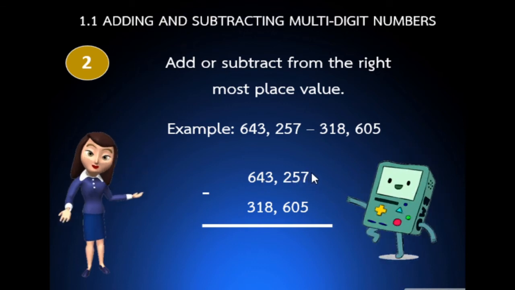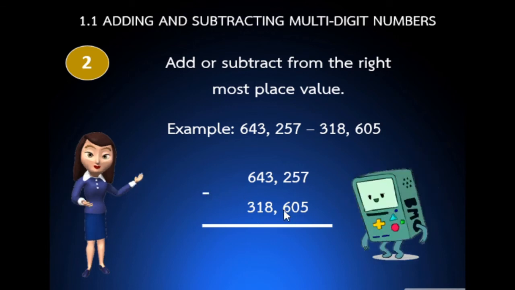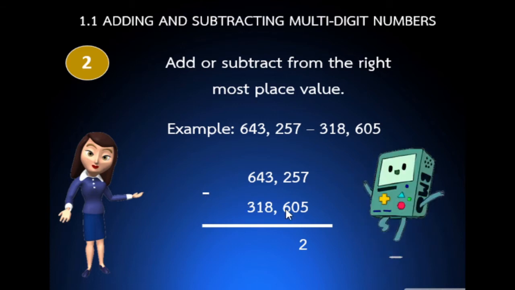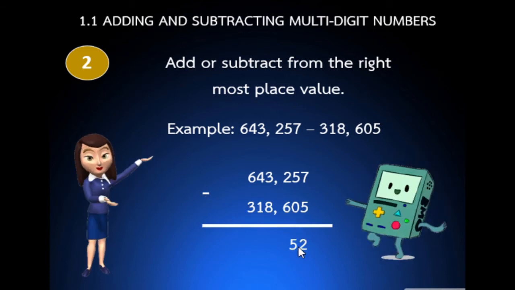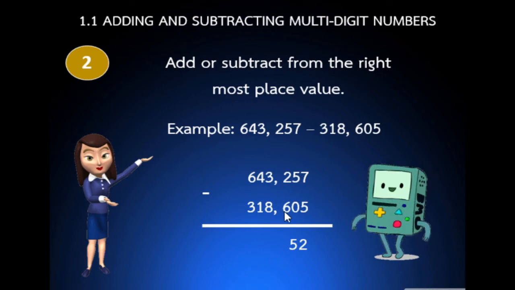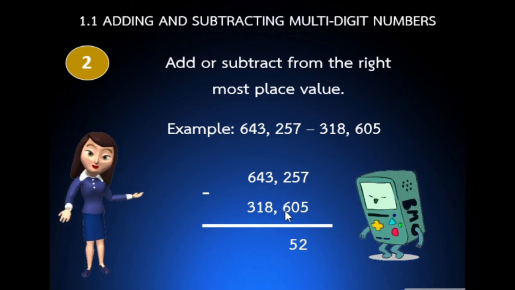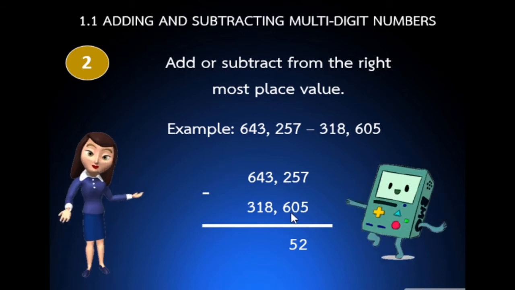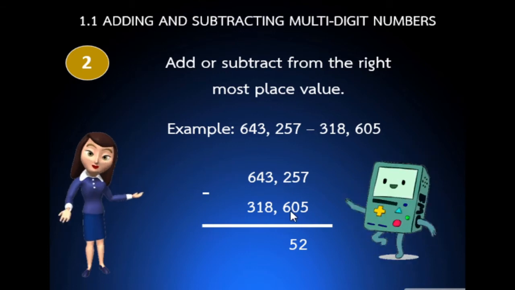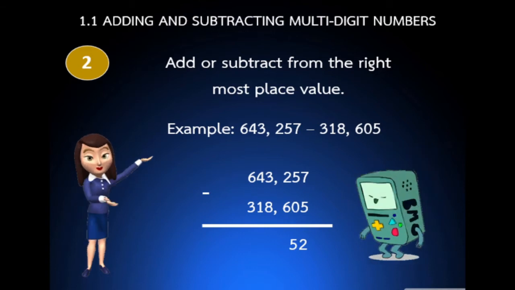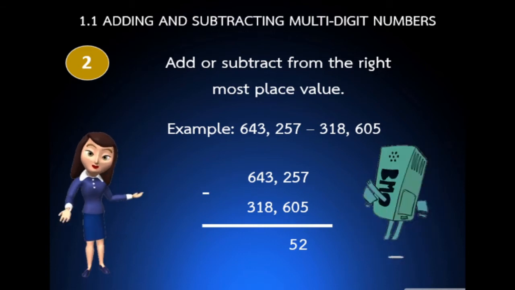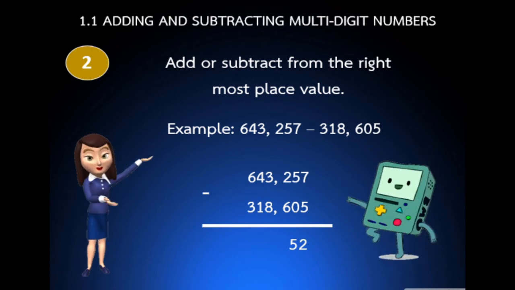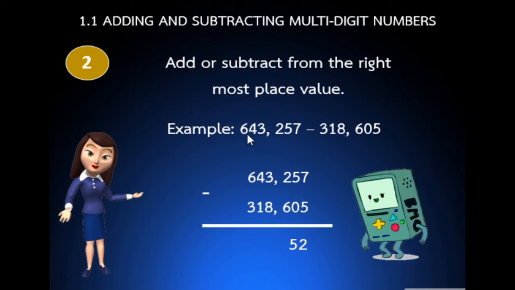So then it becomes 7 minus 5 is 2, 5 minus 0 is 5, 2 minus 6. We cannot subtract because 2 is smaller than 6. So what we're going to do is to borrow. Again, we need to borrow 1 from the next place, from the left of 2. So we will borrow 1 from 3.